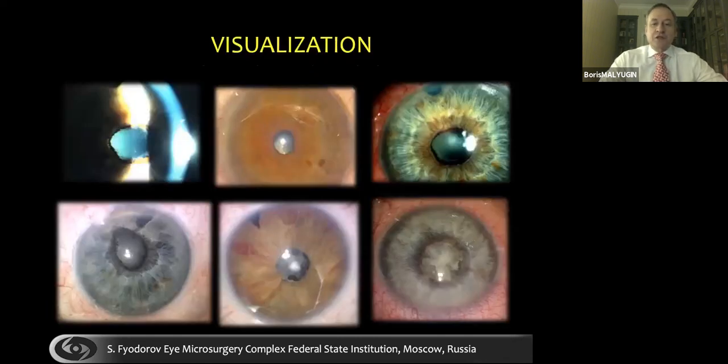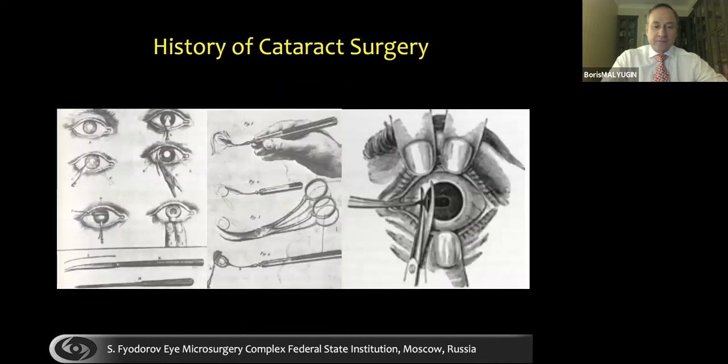Visualization is very much decreased when we have problems with corneal transparency, but the other major factor is the size of the pupil, as shown here. A very small pupil does not allow us to visualize what's going on behind the iris and does not give us a good access to the lens and to the lens capsule and the capsule content.